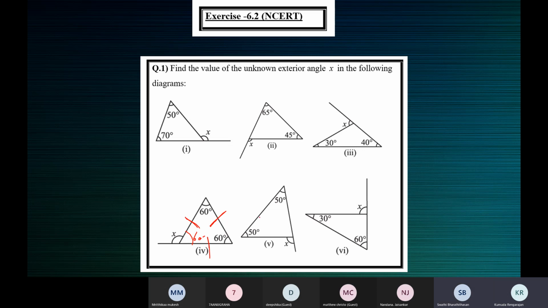When two angles are equal, the sides opposite to them, so opposite to this angle is this side, opposite to this angle is this side, these two sides will be equal. And this triangle is an isosceles triangle. The converse is also true. When two sides are equal, the angles opposite to them will be equal.